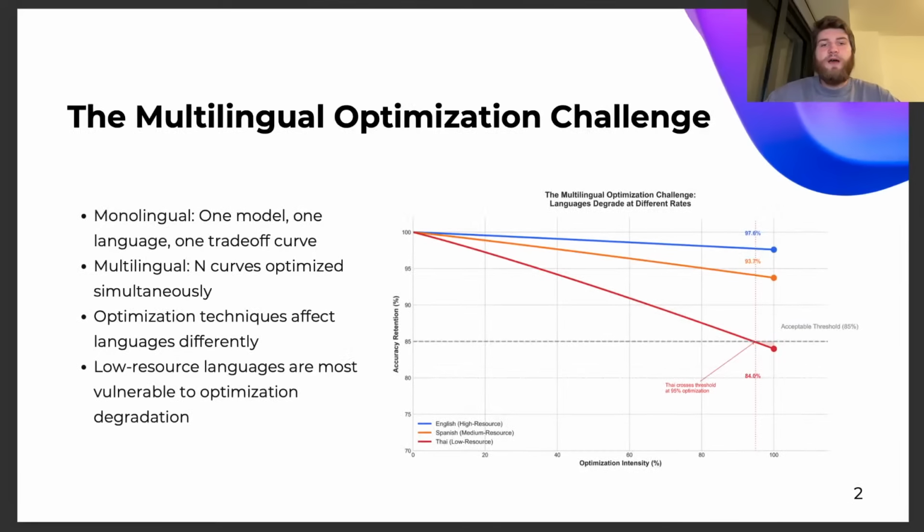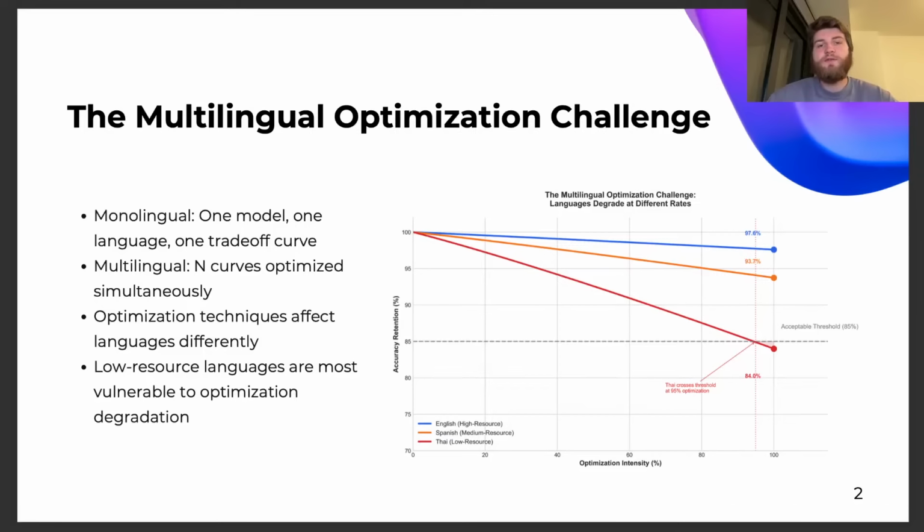Let's start by understanding why optimization in multilingual AI is fundamentally different from monolingual optimization. In a monolingual system, you have one model, one language, and one set of trade-offs. You optimize for a single user population, which is quite simple. But in multilingual systems, optimization becomes multidimensional. You're not just optimizing one accuracy-latency curve, you're optimizing n curves simultaneously, one for each language. And here's the kicker: they often move in opposite directions. So let me give you a concrete example.